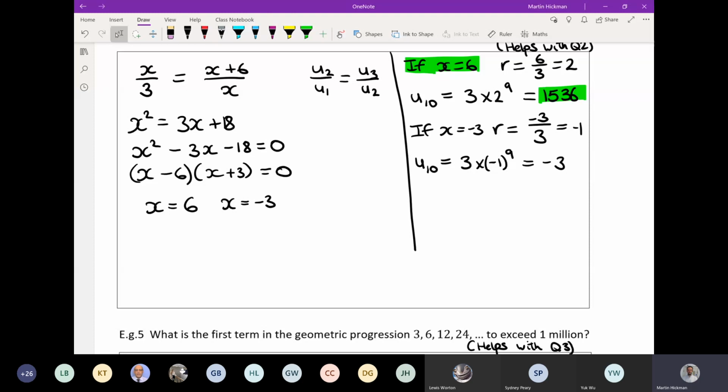Any questions in the chat? If not, we will move on to the last example of today.